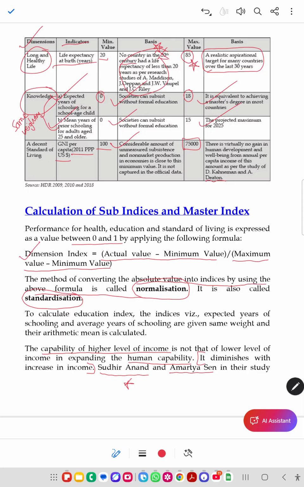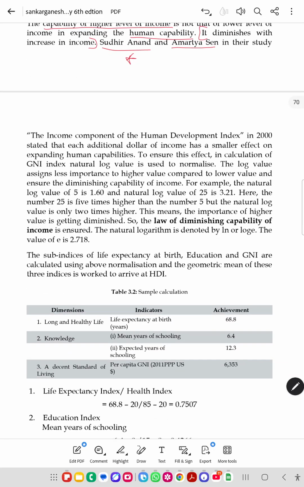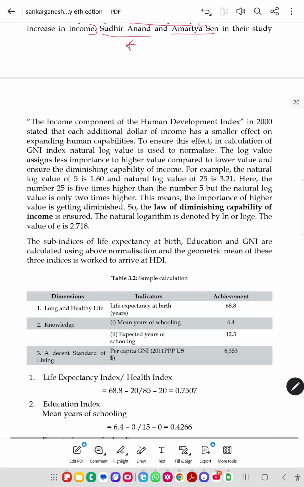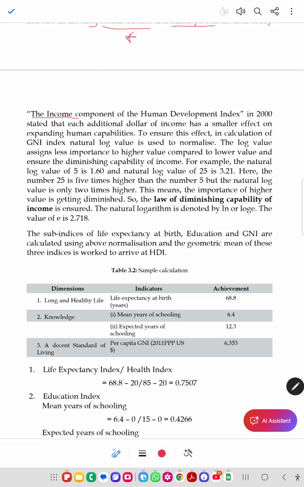In their study, Sudhir Anand is a new name, Amartya Sen, on the income component of the human development index, they stated that each additional dollar of income had a smaller effect on human capacities. To ensure this effect in the calculation of the GNI index, the natural log value is used to normalize.